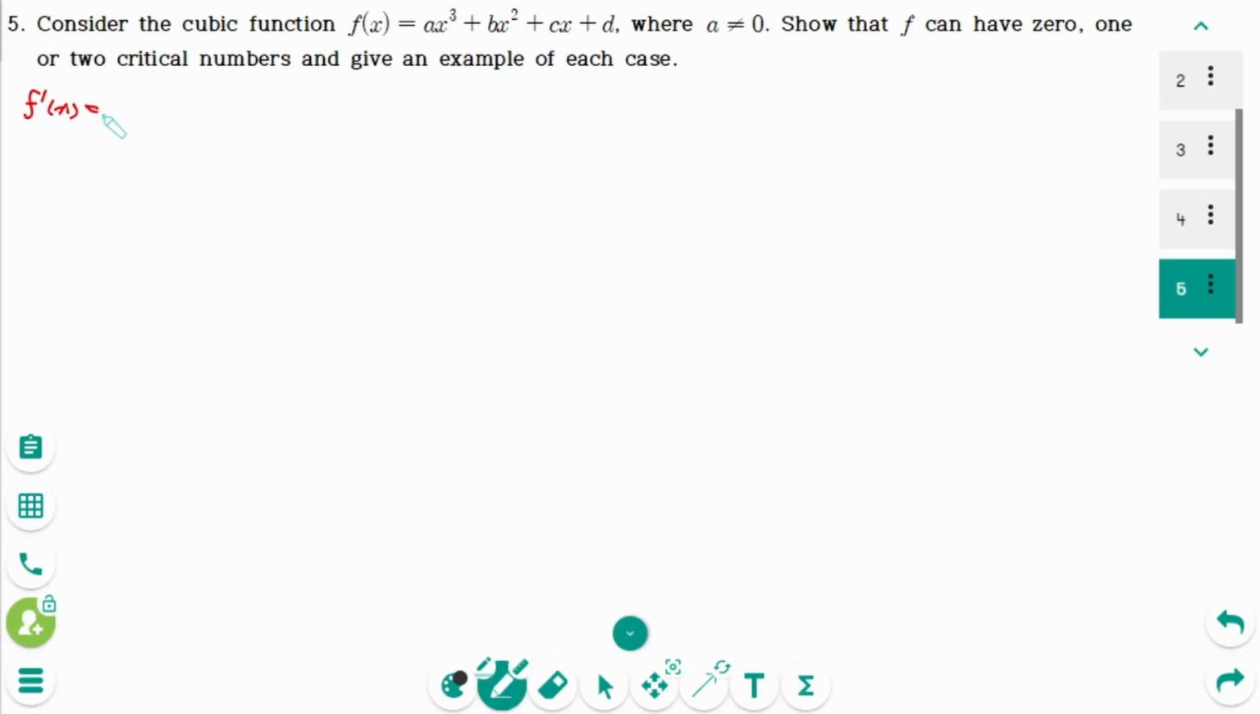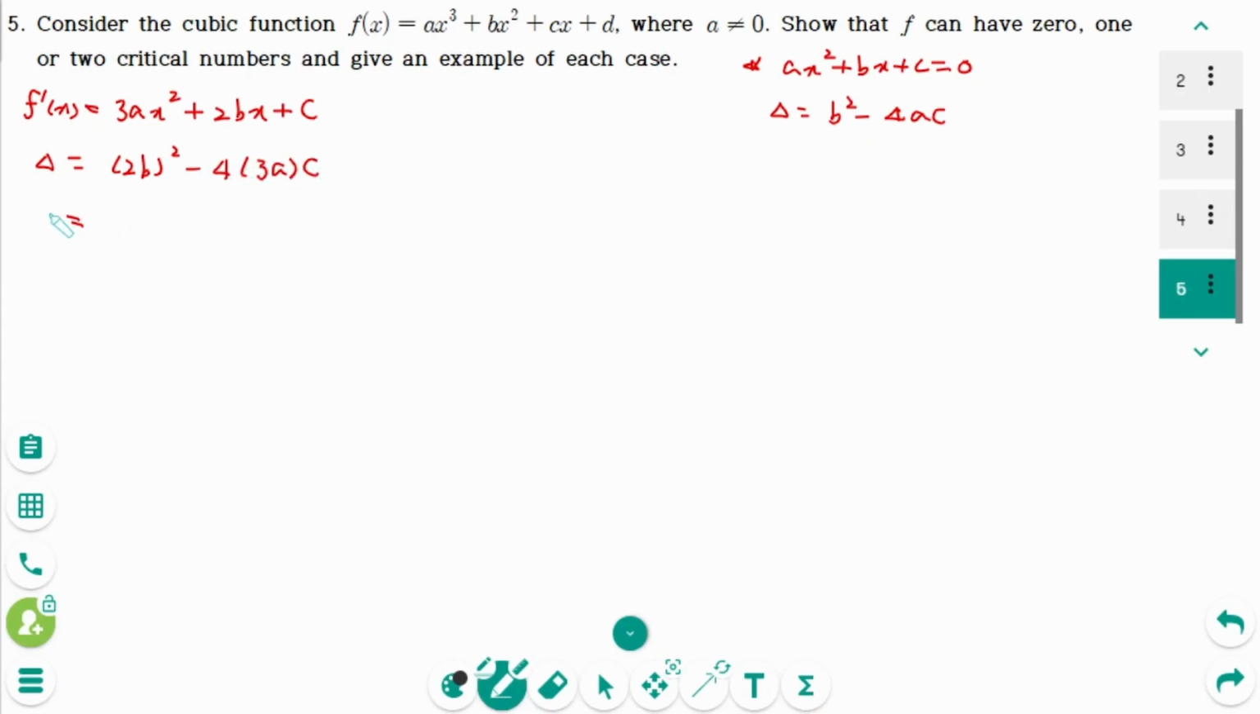F prime of x equals 3ax squared plus 2bx plus c is a quadratic, so it can have 0, 1, or 2 real roots. That means f of x has either 0, 1, or 2 critical numbers. The quadratic equation ax squared plus bx plus c equals 0. The discriminant is b squared minus 4ac. And now the discriminant is 2b squared minus 4 times 3a times c, which is 4b squared minus 12ac.